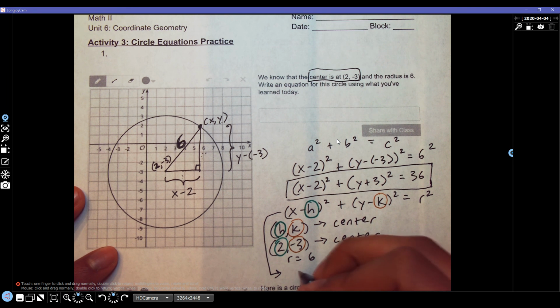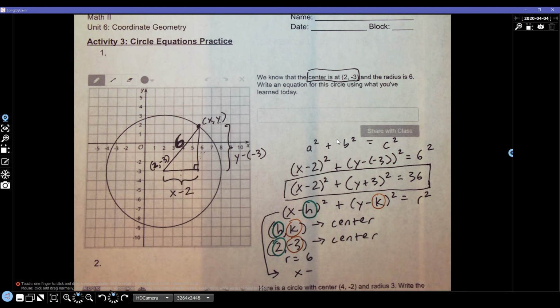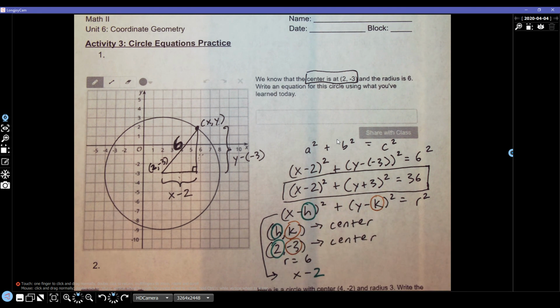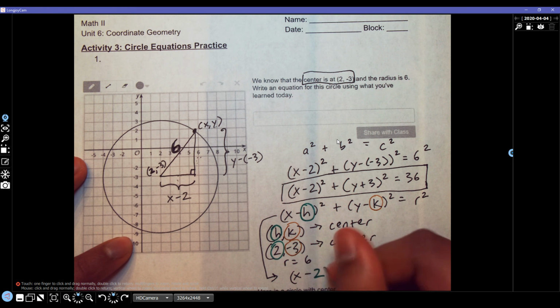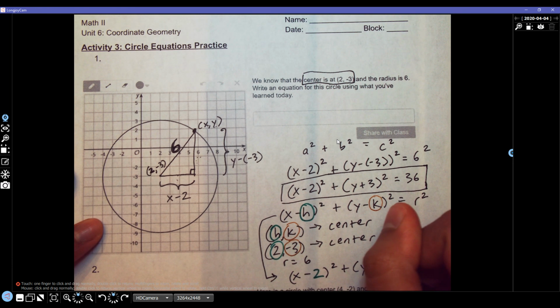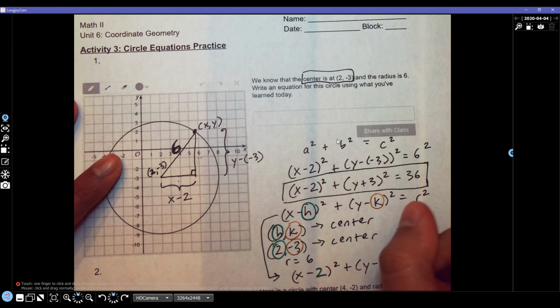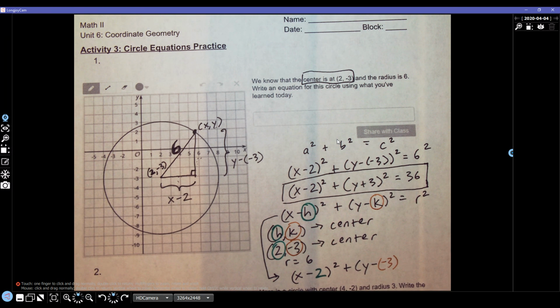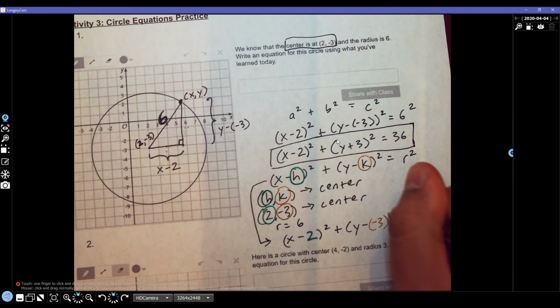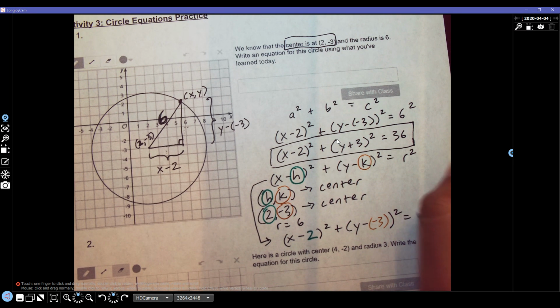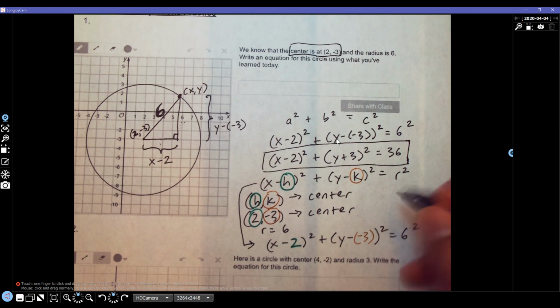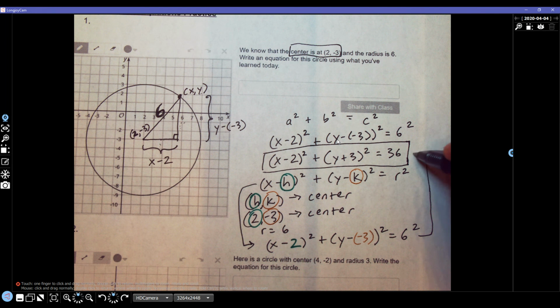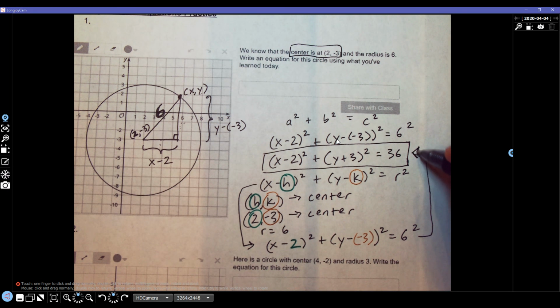So now I've got (x minus 2) squared, plus y. Remember this was a minus the -3, squared equals, and then our 6 squared. And then once we simplify it, we will actually get back to this step over here with that negative becoming a positive.